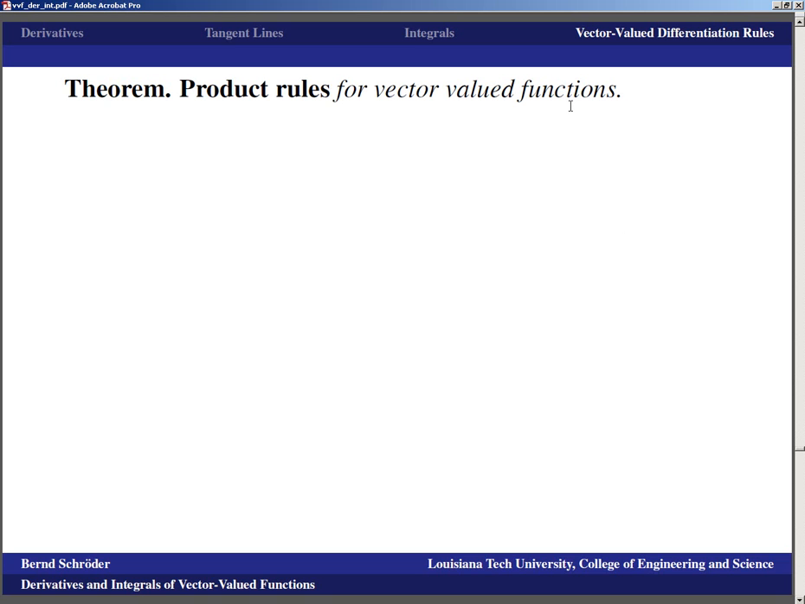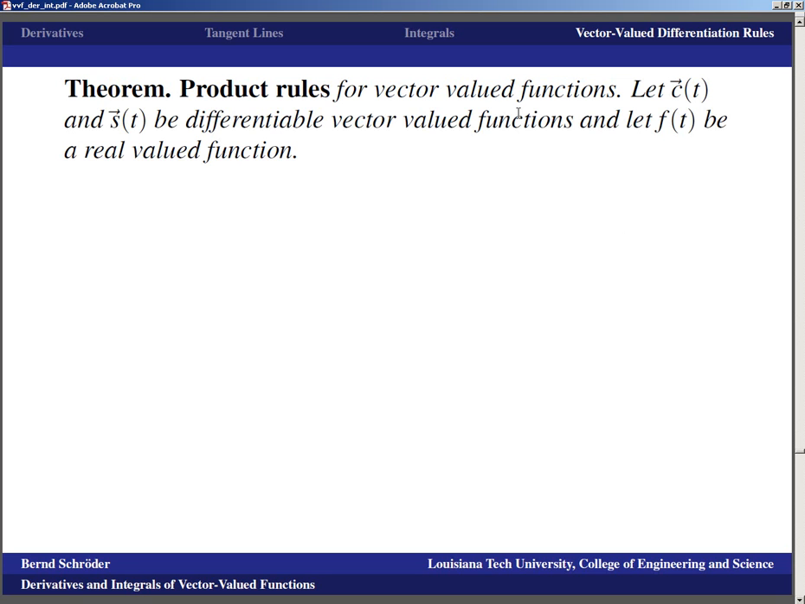So we also have product rules for vector-valued functions, because we can multiply vector-valued functions to each other in at least two different ways: scalar product and vector product, right? So we let c(t) and s(t) be differentiable vector-valued functions, and we let f(t) be a real-valued function, because technically we can also multiply real-valued functions with vector-valued functions. And then we have the following.